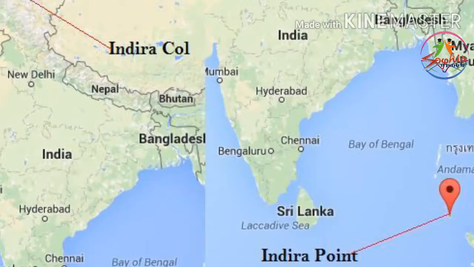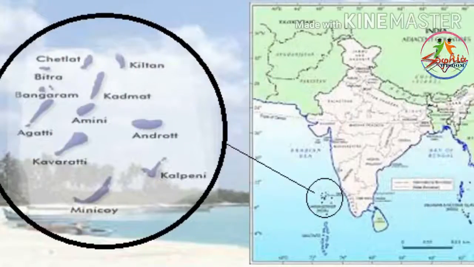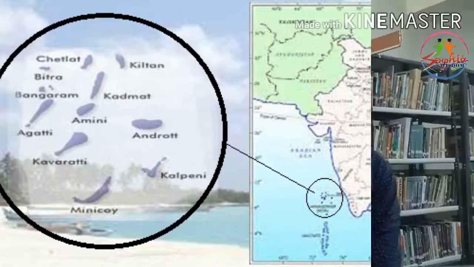The southernmost tip of India is in the Andaman and Nicobar Islands. It is known as Indira Point, and this place was submerged underwater during the 2004 tsunami. And the Lakshadweep Islands are of coral origin. Its total geographic area is 32 square kilometers. And this group of islands is famous for its great variety of flora and fauna.